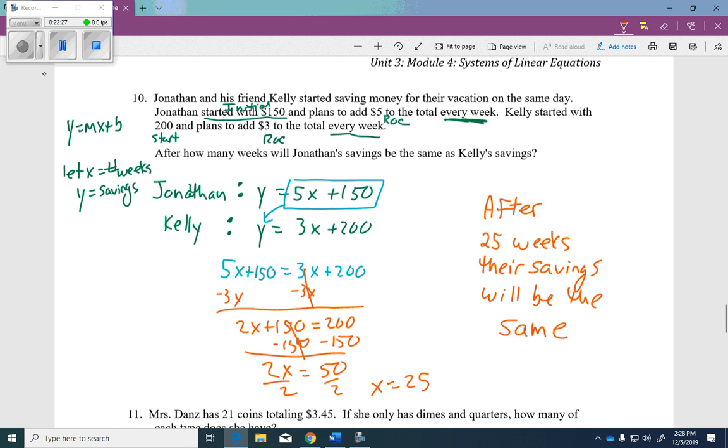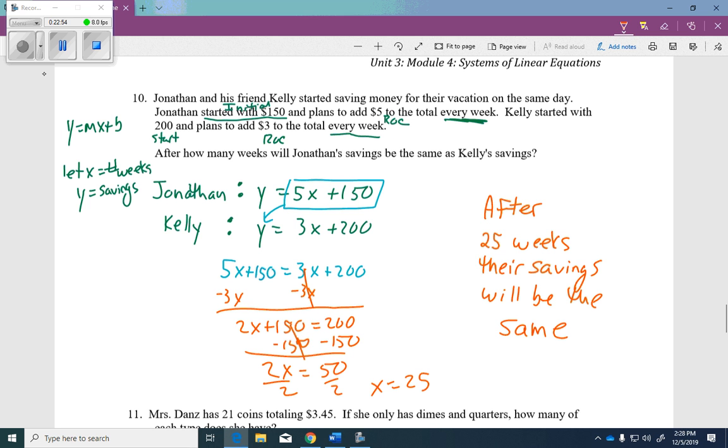So if we were to talk about this problem a little bit more, we can see that Jonathan didn't start with as much as Kelly, but he was saving more each week. So it makes sense that he can catch up to Kelly, right? So at the 25th week is when he caught up to Kelly. And then after that 25 weeks, it means Jonathan's going to pass Kelly.